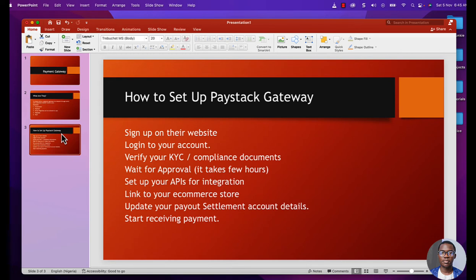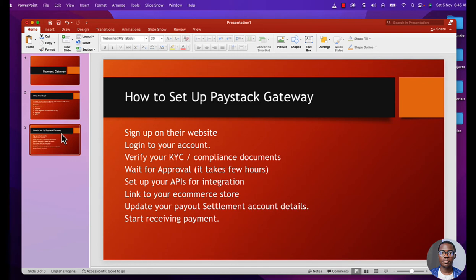Your payout settlement account is actually the account which you'll be linking to your Paystack account, upon which, after customers are done paying the money through your website, you'll be able to get the payment directly to your local bank account. So therefore, this is going to be the workflow.